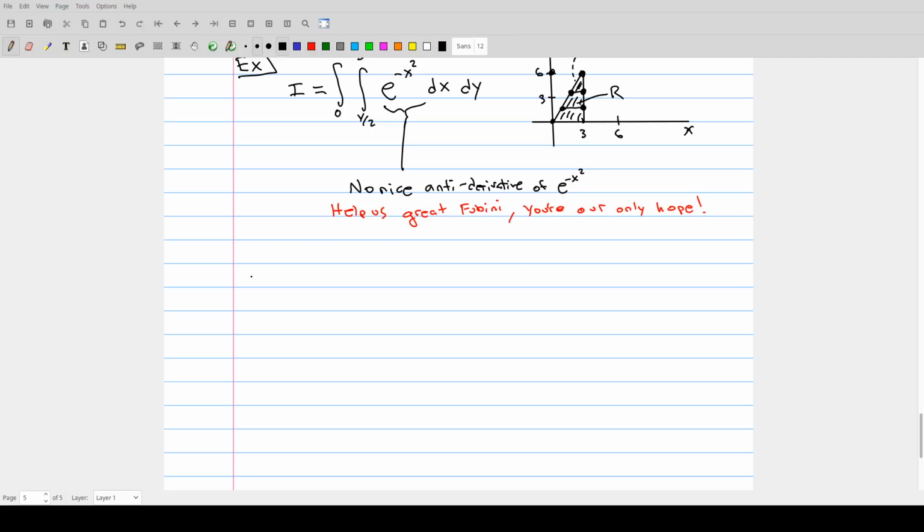So let's go through here and see if we can get this integral by switching the bounds of integration, the order of integration.